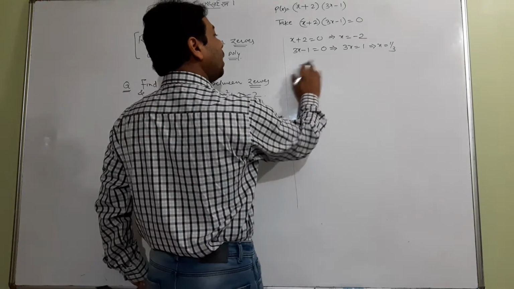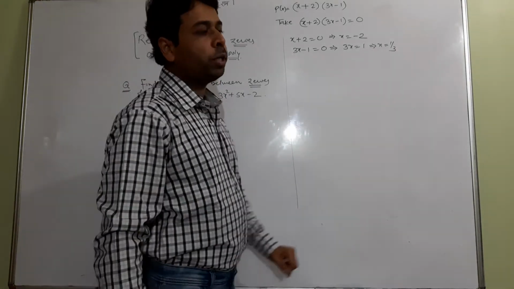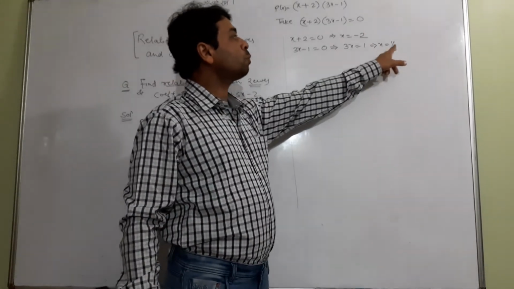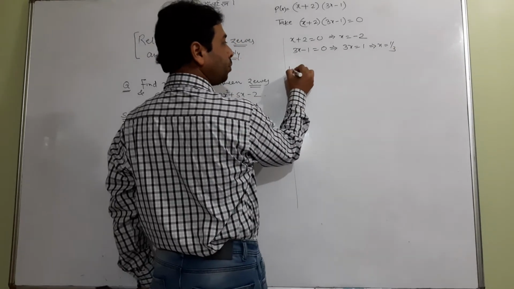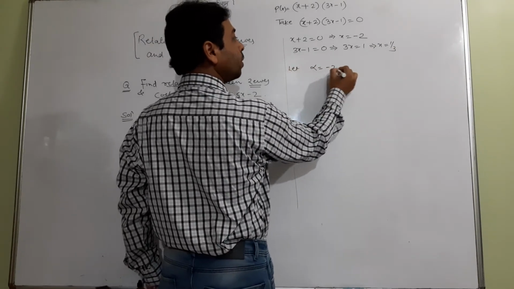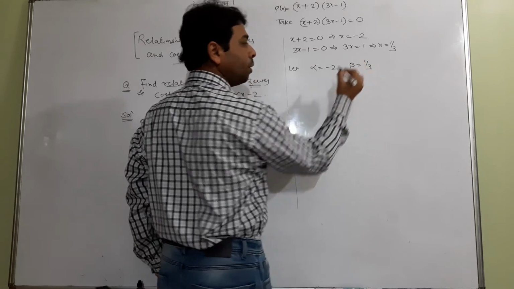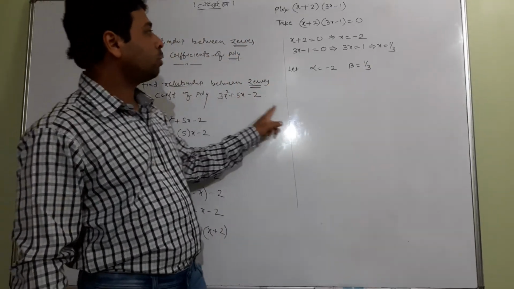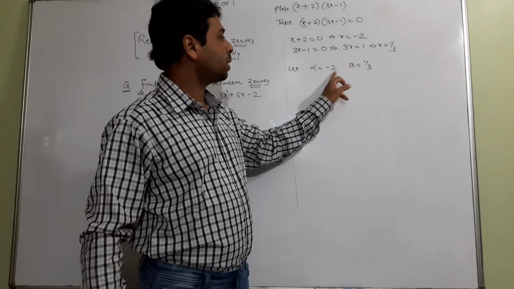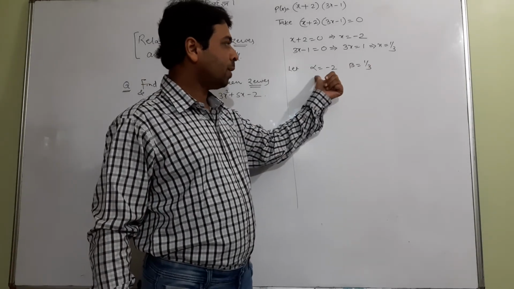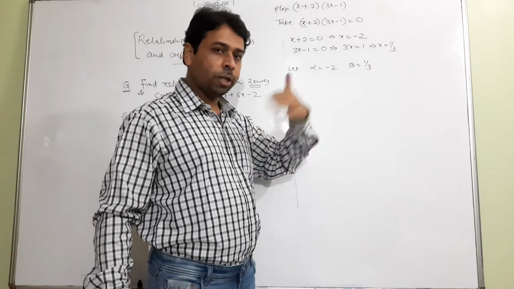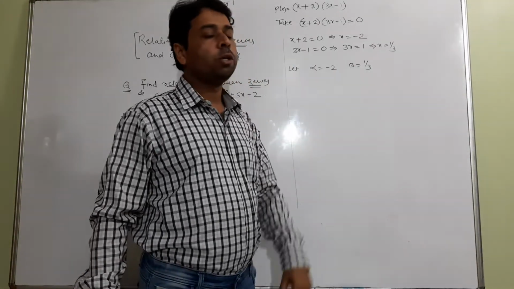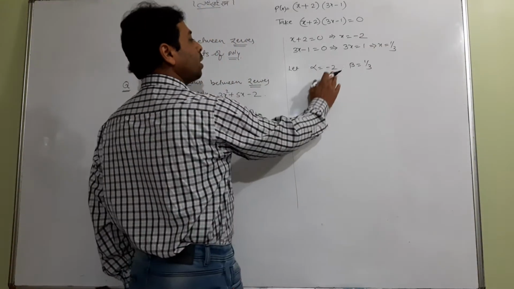So next, I would again suggest a very important thing. Those two zeros you got, name them. First alpha and second beta. Make a habit. Whatever zeros you got, this is a quadratic polynomial, so you get two zeros. First is minus 2 and second is 1 by 3. Name them: first is alpha and second is beta. And normally in further questions you use this sign.